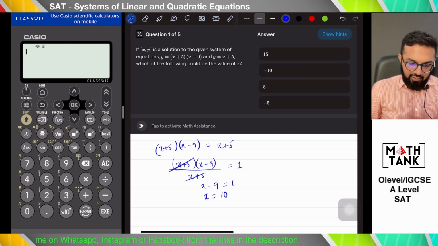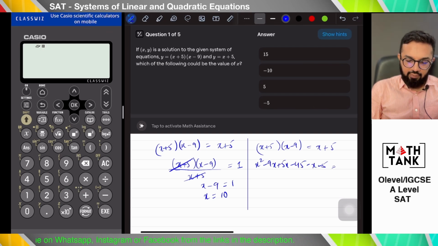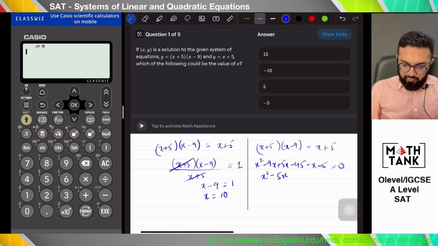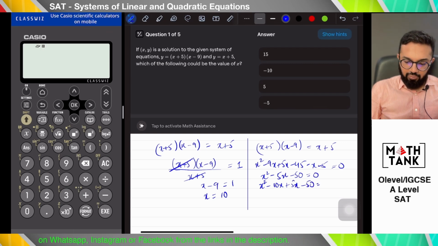Does 10 work? Although 10 works, it's not one of the answer options. So what I'm going to do is expand and then solve. So x squared minus 9x plus 5x minus 45 minus x minus 5. x squared minus 4x minus 5x minus 50. So x squared minus 10x plus 5x minus 50 equals 0.